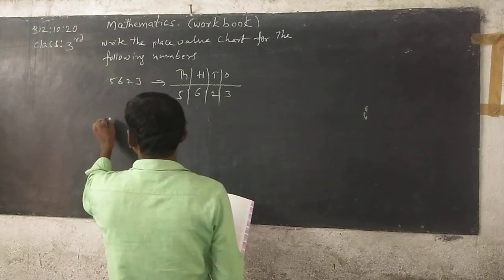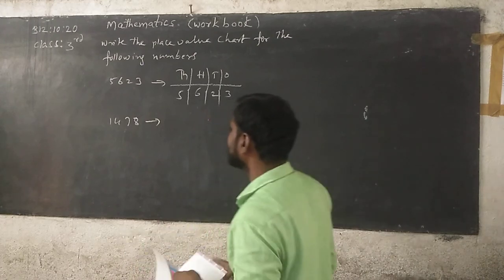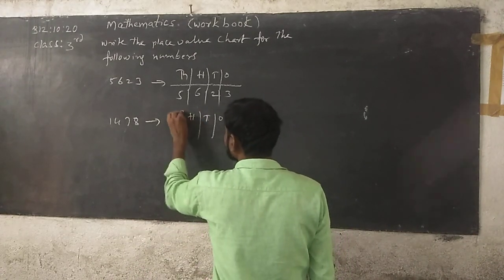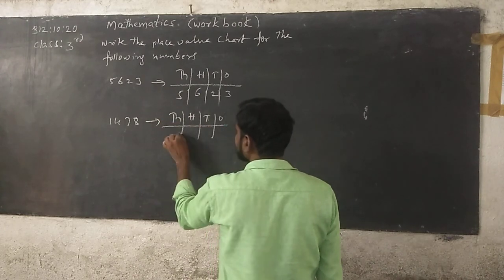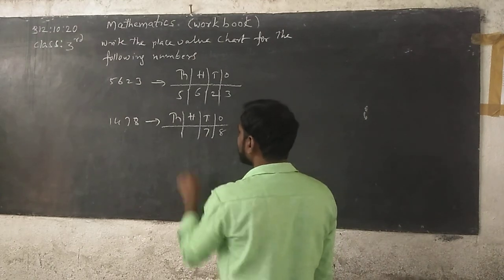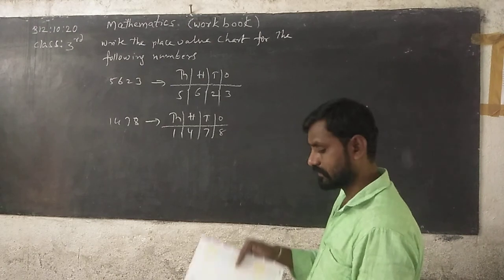Next, 1478. Ones, tens, hundreds, thousands. See, 8 is in ones place, 7 is in tens place, 4 is in hundreds place, 1 is in thousands place.